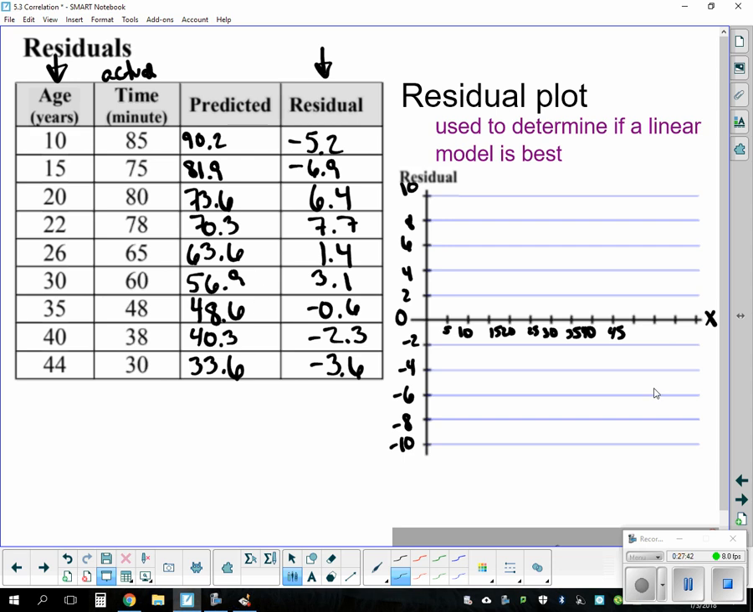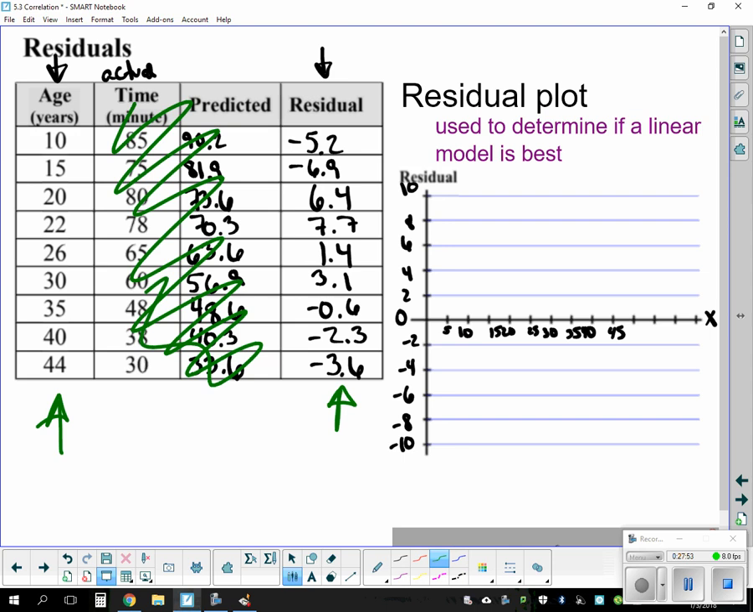Okay, so what we're going to do is plot these, and when you plot these, you're actually just doing the first column, the x values, the age, and the residual. So don't scratch this out in your paper, I'm just doing it so we don't get confused. Your first data point would be 10, comma, negative 5.2. So 10, negative 5.2. Your next one's going to be 15, negative 6.9. Okay, pause the video and finish plotting the rest of your points.